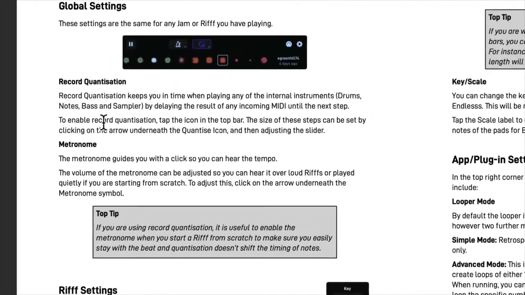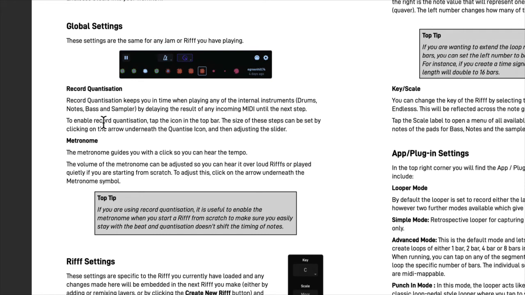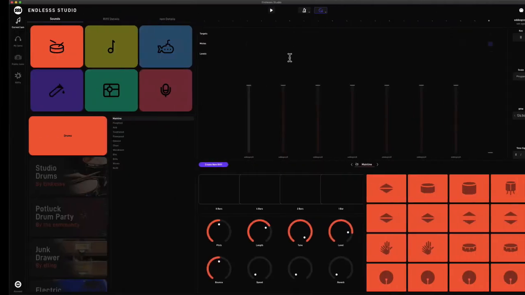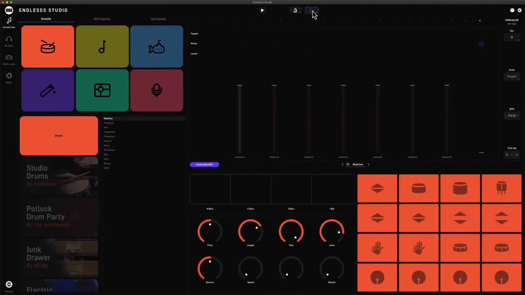Record quantization keeps you in time when playing any of the internal instruments, drums, notes, bass, sampler, by delaying the result of any incoming MIDI until the next step. To enable record quantization, tap the icon in the tab bar. Okay, so I tried that. Let's try that again. Yeah, okay, so you got to hit that little arrow. I guess it's not really that complicated. It's just you got to hit that sweet spot.